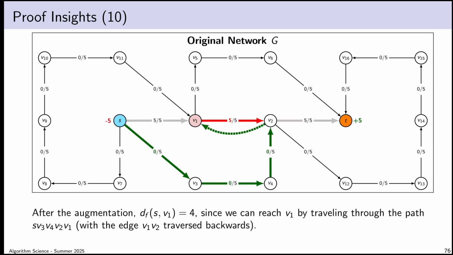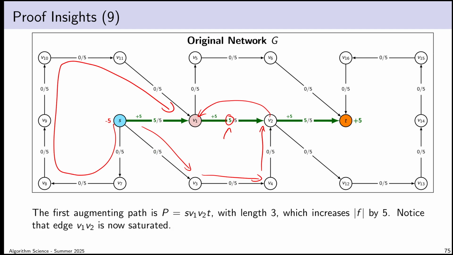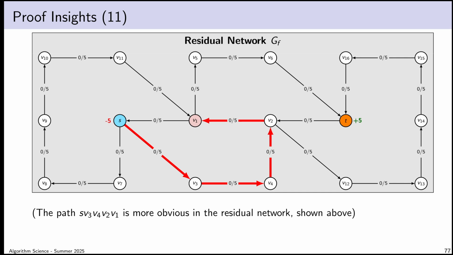So after the augmentation, the distance with respect to the current flow from S to V1 is 4, because the shortest path from S to V1 in the residual network, the shortest potential augmenting path from S to V1, actually goes backwards along the edge V2, V1. Now I know talking about shortest paths and then traveling along edges backwards might seem confusing. Remember that if I use the residual network directly, so here's the residual network, with this flow that I have at the end of the previous iteration, in the residual network, there will be an edge from V2 to V1, and we can see that. Notice that in the residual network, the distance from S to V1 is 4 at this step.